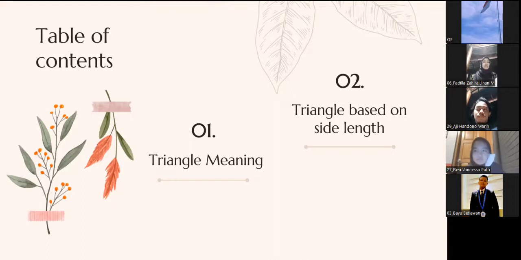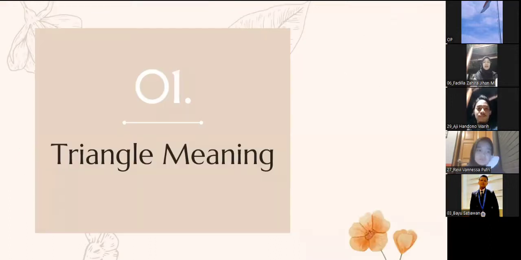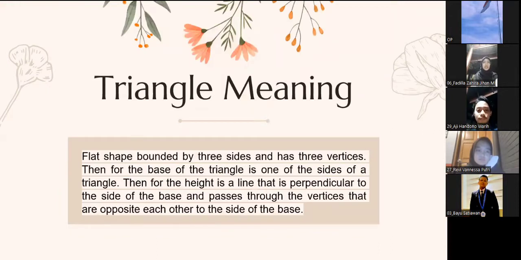In the table of contents, number one is triangle meaning and number two is triangle based on side length. Okay, number one is triangle meaning. A triangle is a flat shape bounded by three sides and has three vertices. The base of the triangle is one of the sides of a triangle. The height is a line that is perpendicular to the base and passes through the vertex opposite the base.